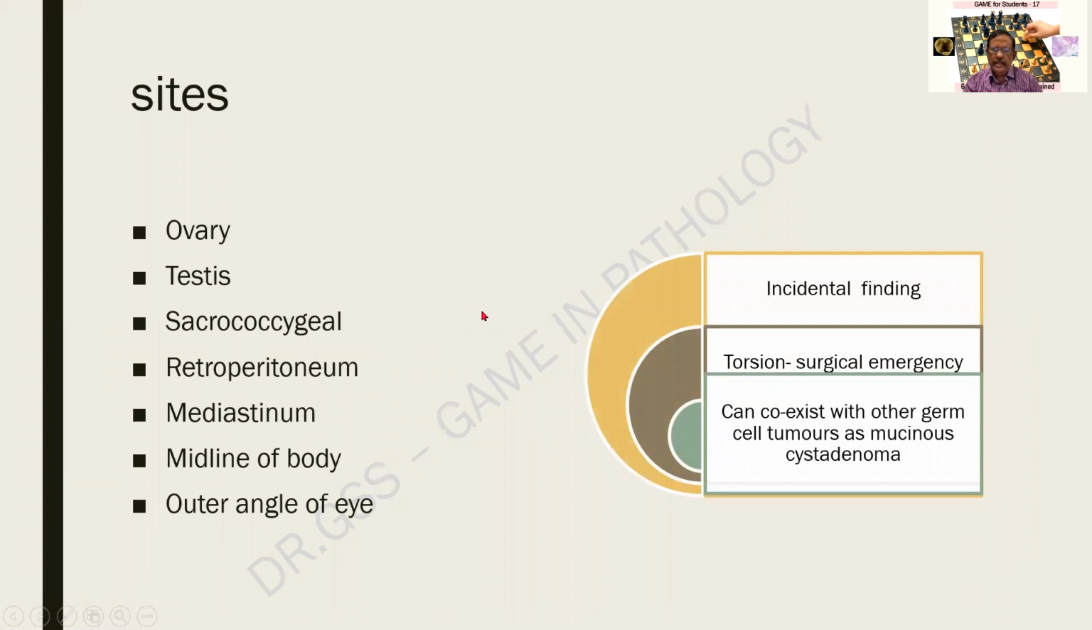It is not an emergency, but rather an incidental finding. However, in some conditions like torsion of the testis or ovary, it presents as a surgical emergency. And it can also coexist with other germ cell tumors such as the mucinous cystadenoma. Please remember this.